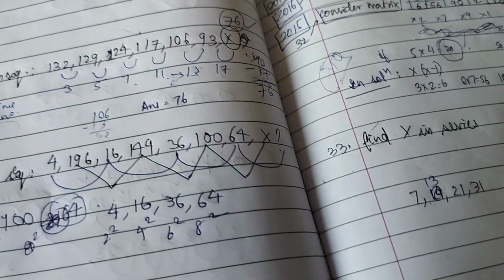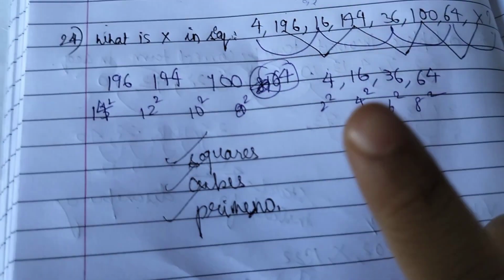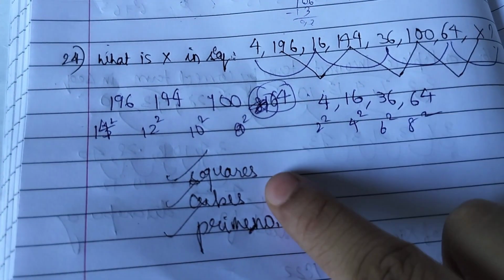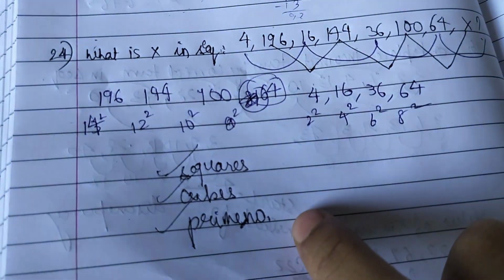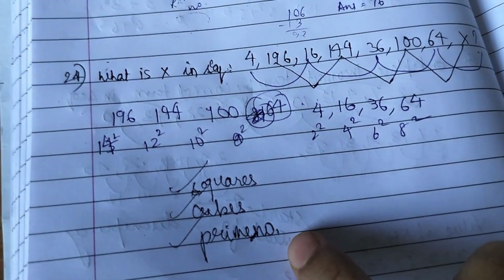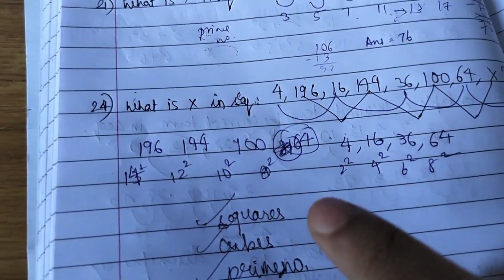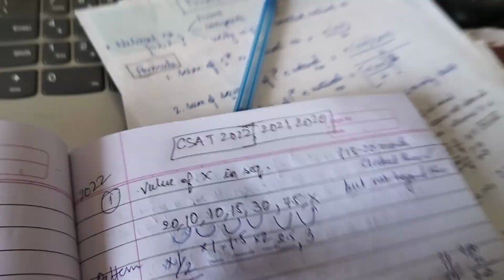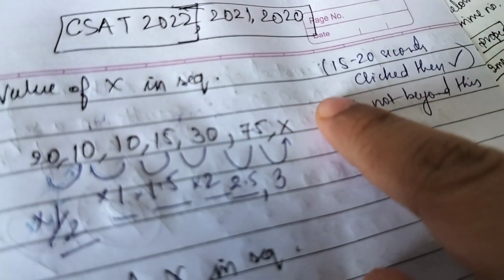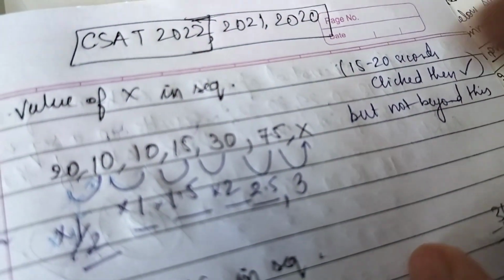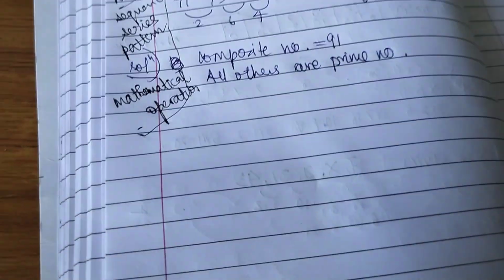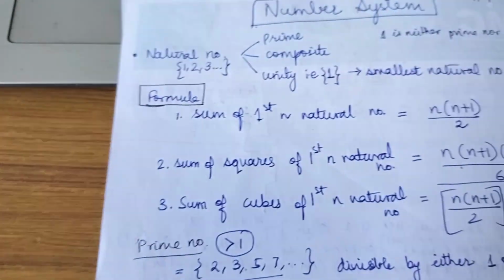Then the other one was this. You have to know the squares, the cubes, and what prime numbers are. That's what was asked in 2023. So you need to know what squares are, what cubes are of the numbers. And this: 15-20 seconds, click, then fine. If not, then that's okay. Alright, now I'm going to be explaining a couple of things.